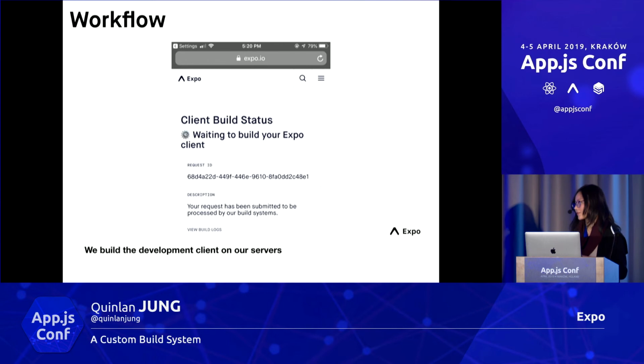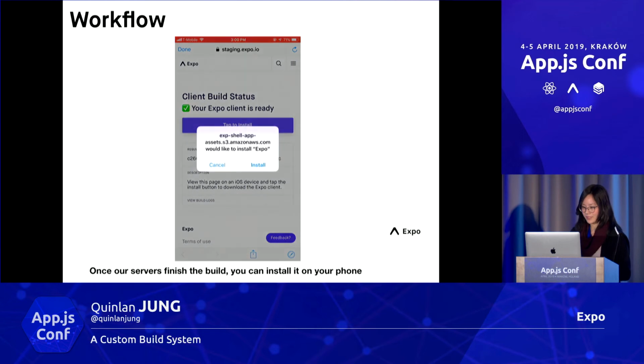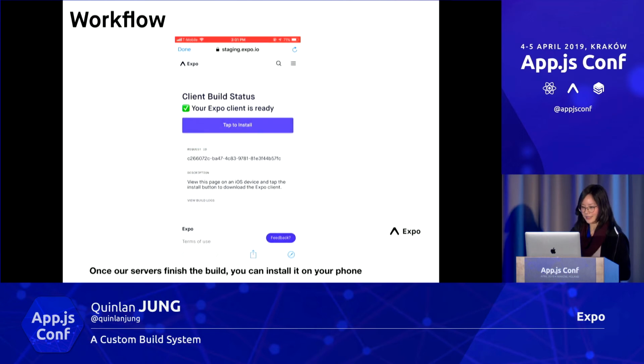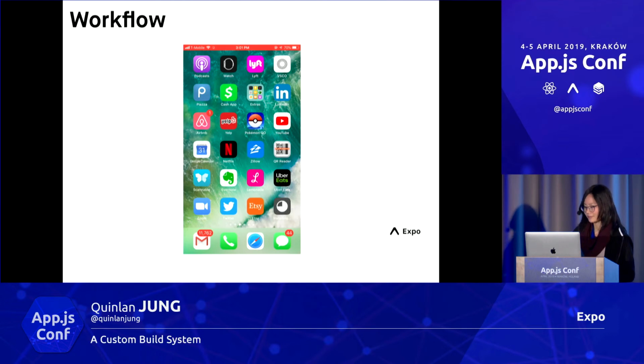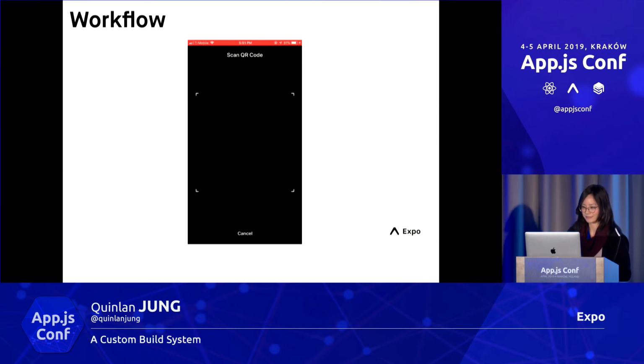So once we have your proper provisioning profile, we can send client build requests to our servers. And once we finish building it, you can open up this website on your phone, and you can tap the install button. And what that will do is that it'll install it on your phone. And once you have it on your phone, you'll be able to access your projects in development from your local servers.